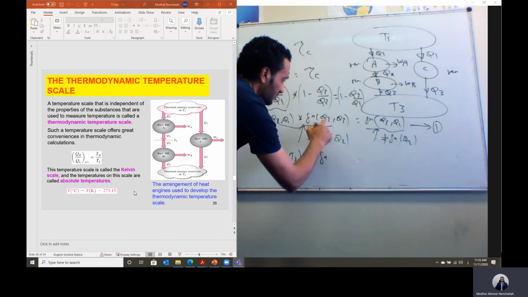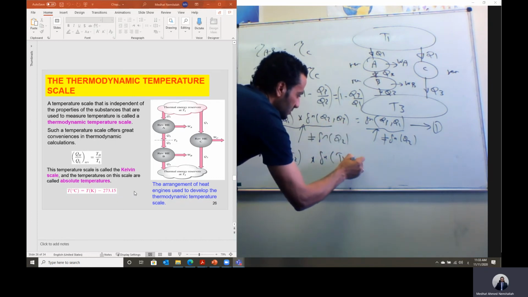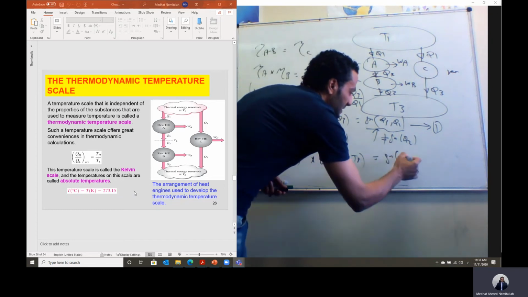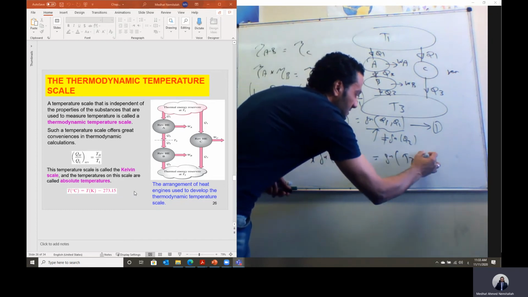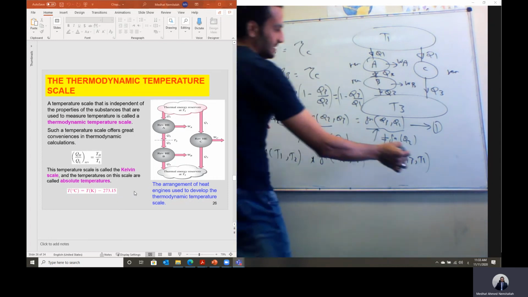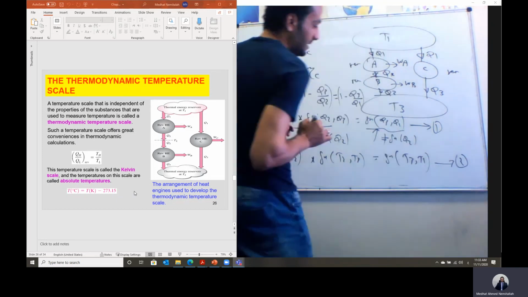Multiplied by a function of Q2, Q3, which is T2 and T3. That should equal a function of Q3 and Q1, which is a function of T3 and T1, as the heat is added at constant temperature. So heat is a function of temperature, okay? And this is equation number 2.